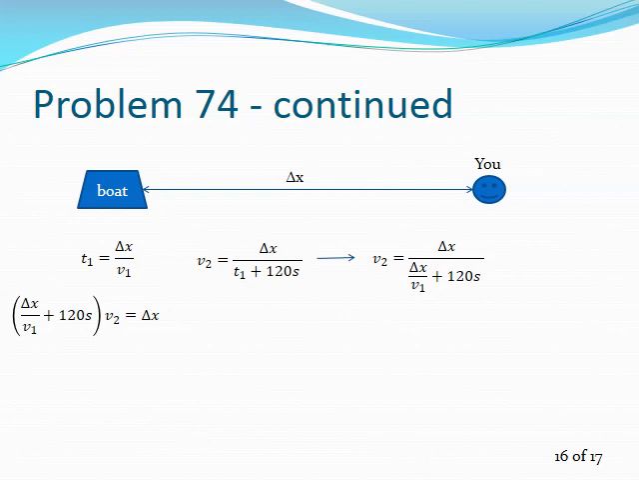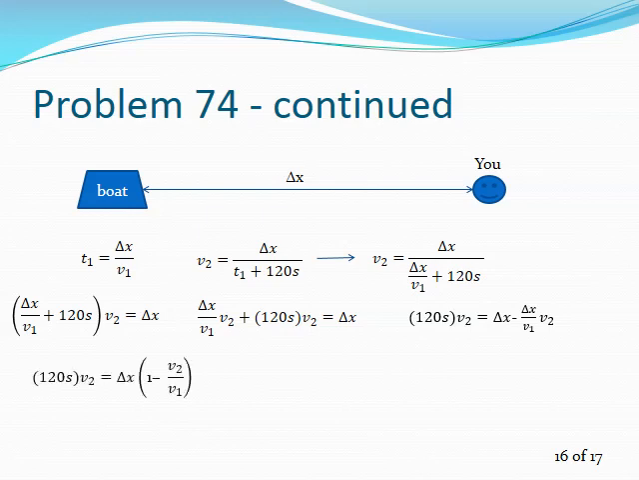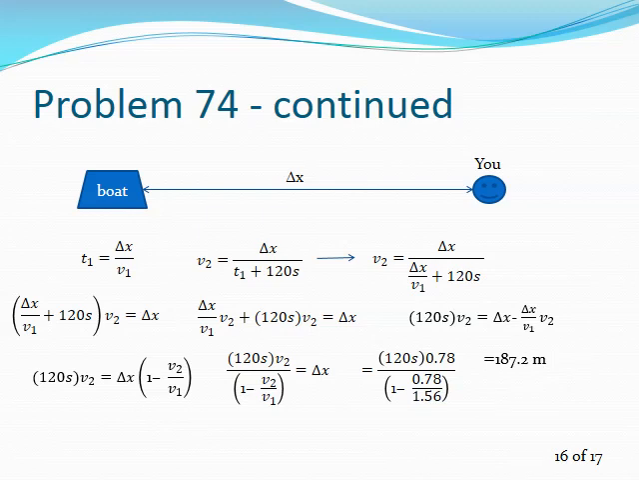So to do that, I cross multiply. I multiply out by V2. And then I'm going to group terms on one side of the equation that have delta x in it. If I do that, I get this expression. I can now factor out a delta x. And now I can solve for delta x. So what do you get when you put the numbers in? I put my numbers in because I know my velocities. I get that we are 187.2 meters away.